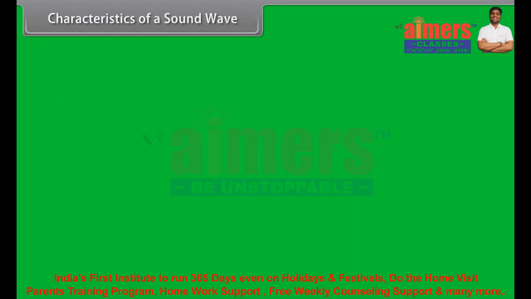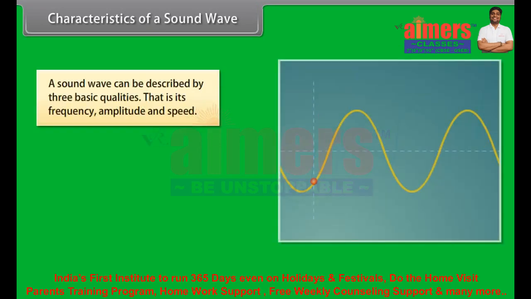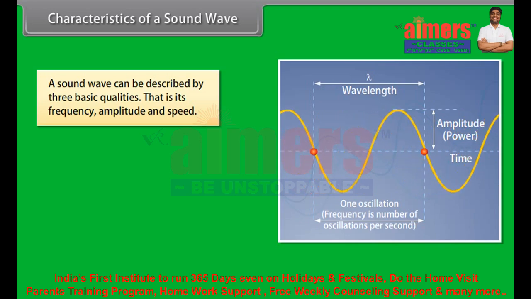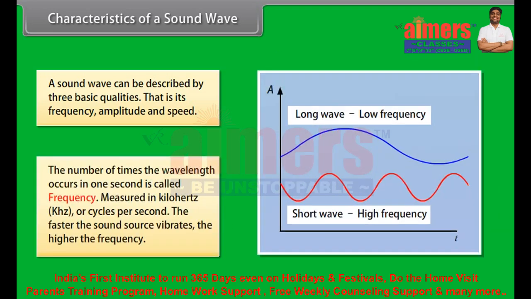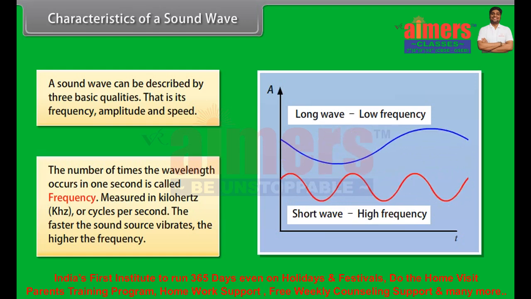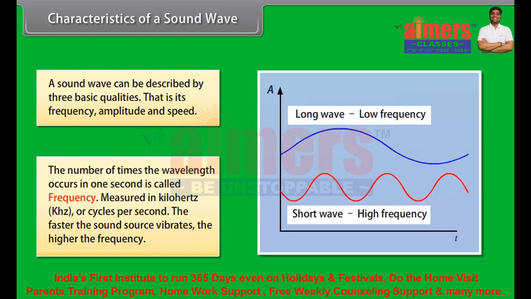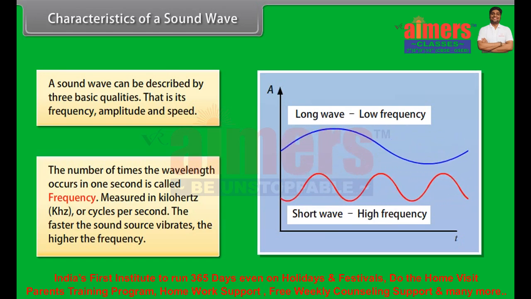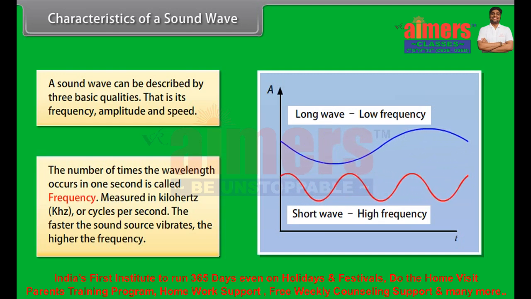Characteristics of a sound wave. A sound wave can be described by three basic qualities, that is, its frequency, amplitude, and speed. The number of times the wavelength occurs in 1 second is called frequency. It is measured in kilohertz or cycles per second.